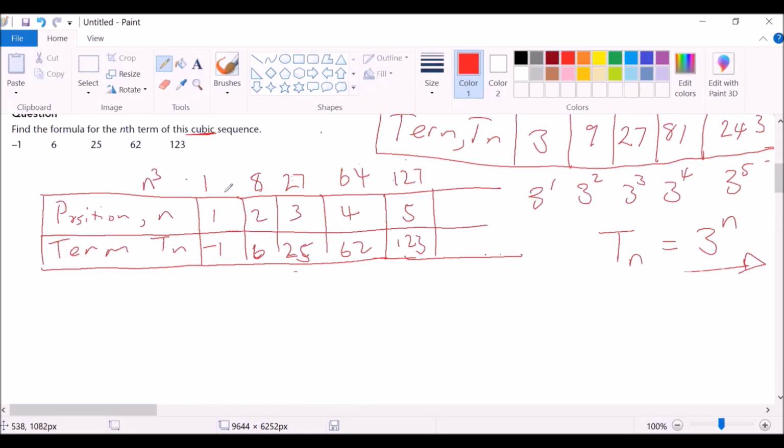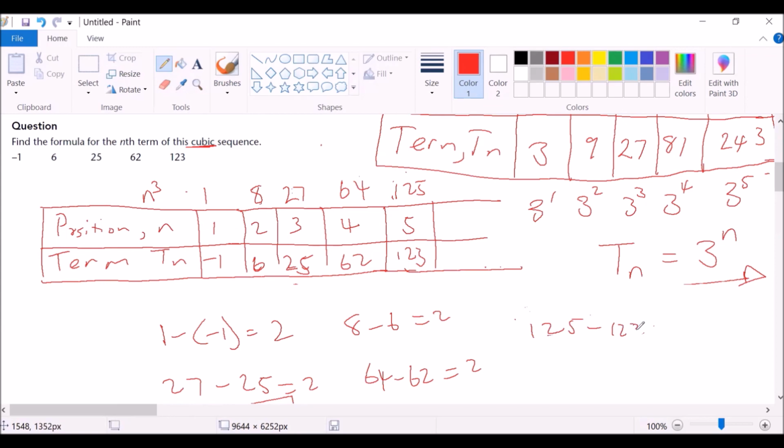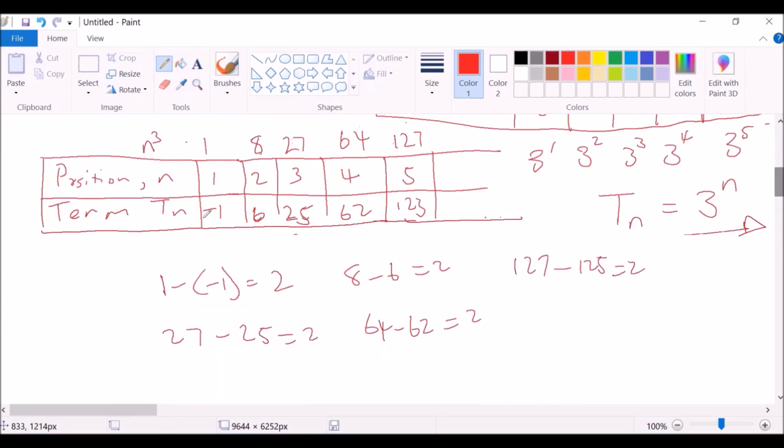Okay, so let's see the difference between these cubes and our terms. 1 minus -1 is 2. 8 minus 6 is 2. 27 minus 25 is 2. 64 minus 62 is 2. 125 minus 123 is equal to 2. So we can say n cubed minus Tn will give us 2. These are the n cubed values. If we subtract the Tn values, we always get 2.